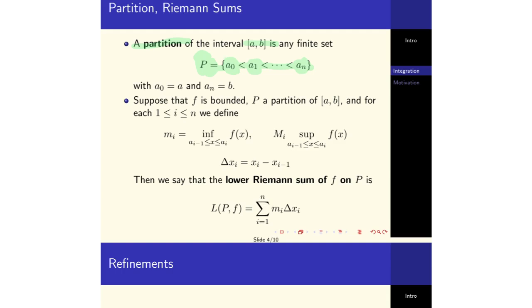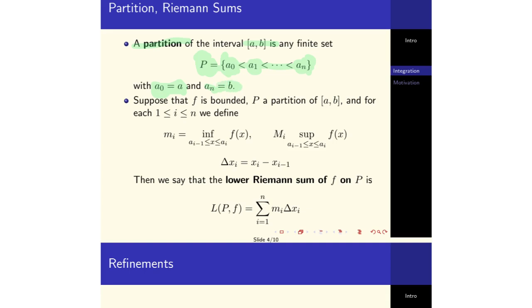This is not typically how we use roster notation to write down a set, but this is just trying to put into a single line the statement that P is the set of these numbers and they are ordered in this way. Further, we have the condition that a sub 0 is equal to a and a sub n is equal to b.